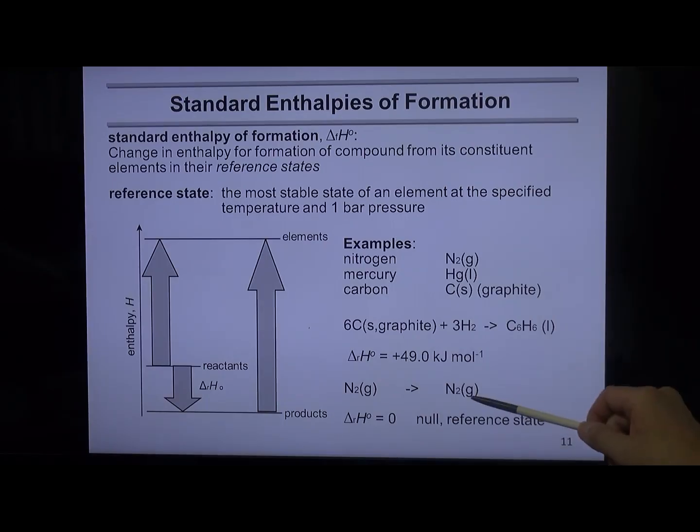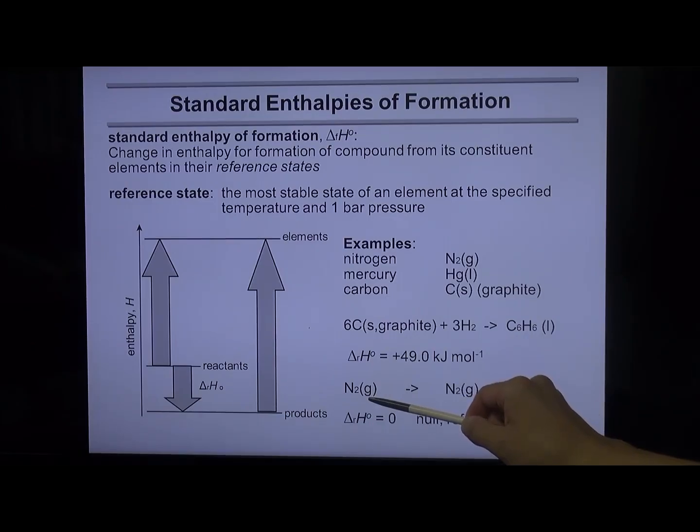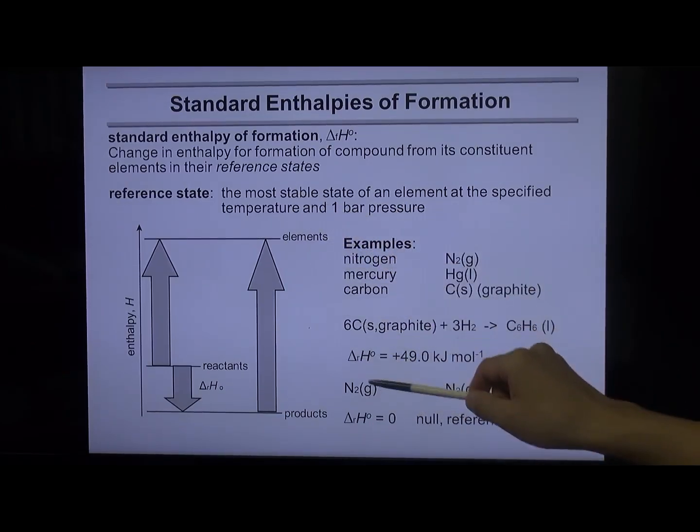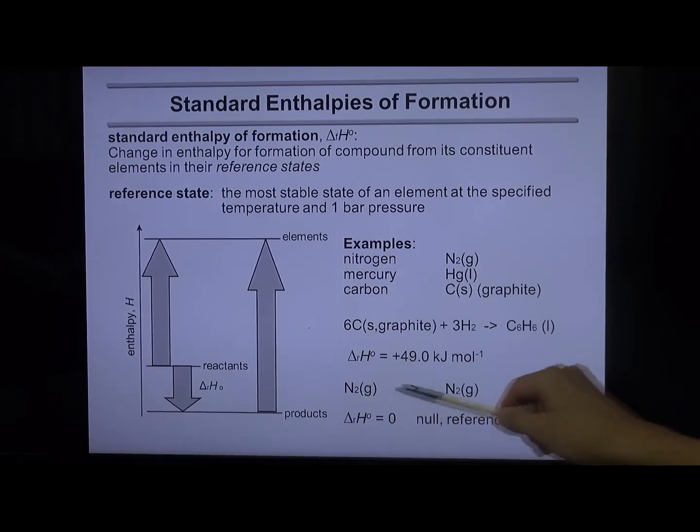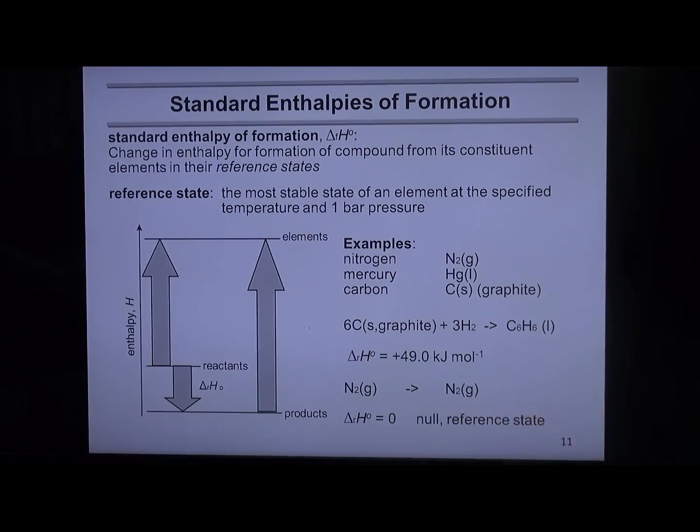How about nitrogen? We want to calculate the standard enthalpy of formation for nitrogen. The component of nitrogen is nitrogen, right? And the most stable state of nitrogen at 1 bar at 25 degrees C is nitrogen as gas. Same, right? So the standard enthalpy of formation for nitrogen is 0, just 0. Okay? Simple.